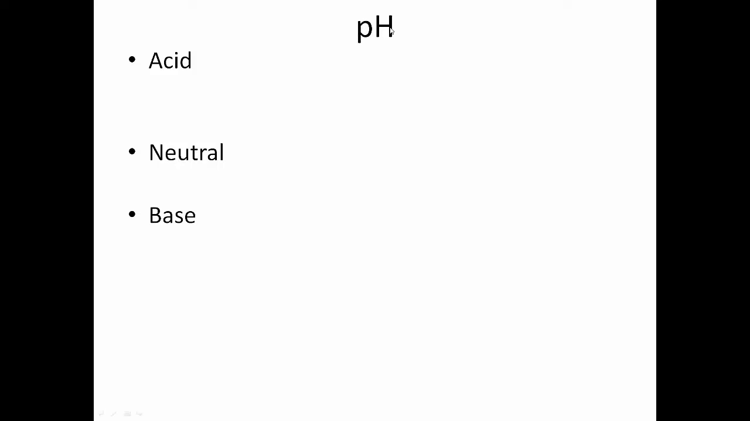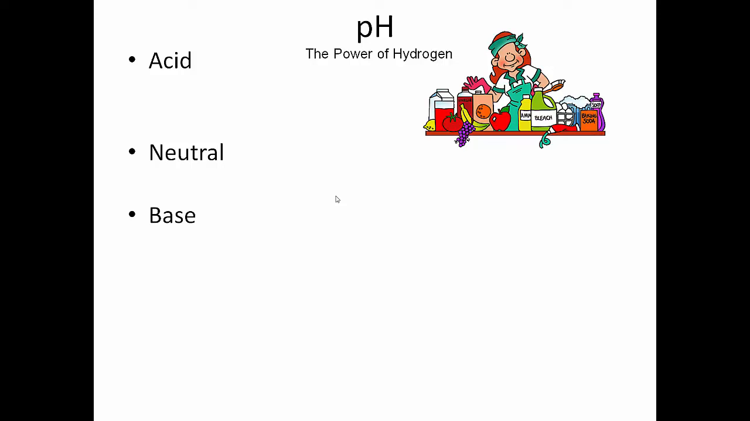pH, which stands for the power of hydrogen. The more hydrogen ions you have, the more acidic you are. The less you have, the more basic you are. If you don't have hydrogen, you have hydroxyl, and we'll talk about all those things in here. But the power of hydrogen can actually be sampled probably in your house with different items, between juices and cleaners.